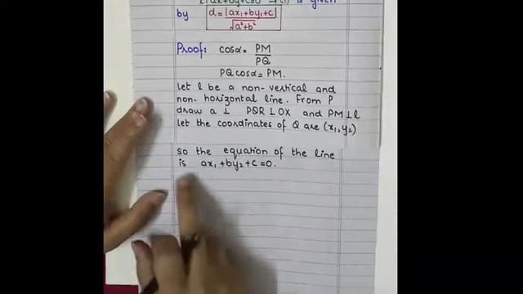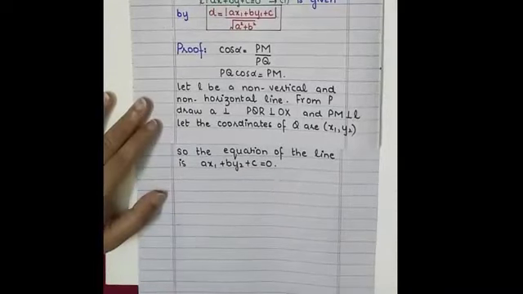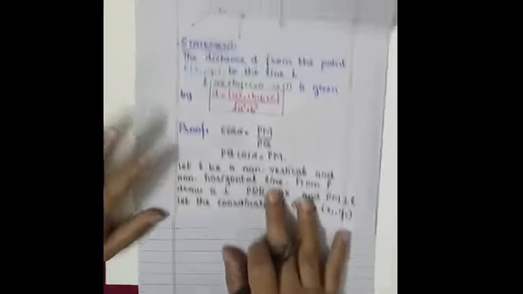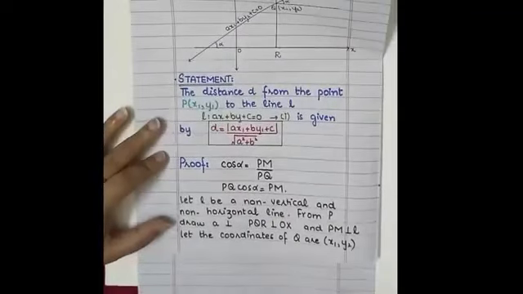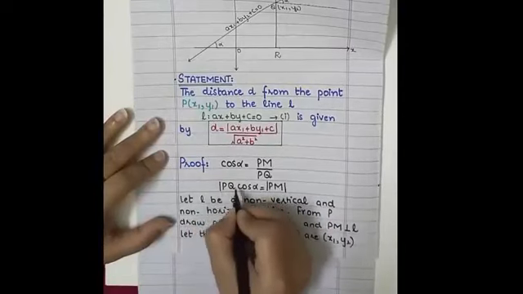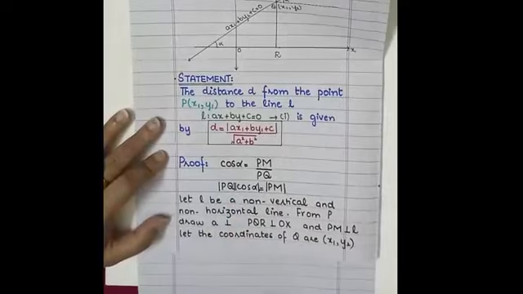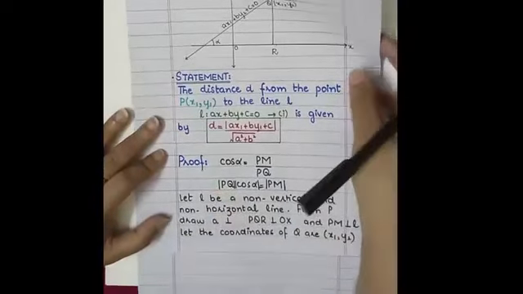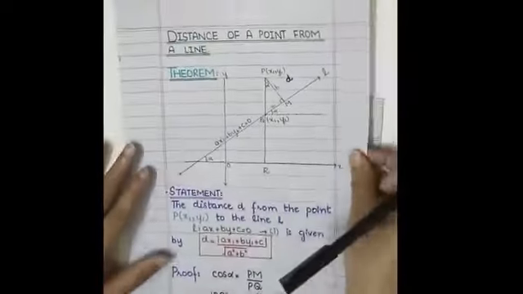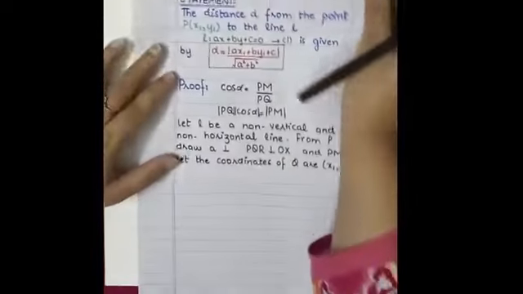So the equation of the line is ax1 plus by2 plus c is equal to 0. As we have to find the distance, we can write the sign of absolute value, because the absolute value is used to find the distance. So first we will find this distance PQ.